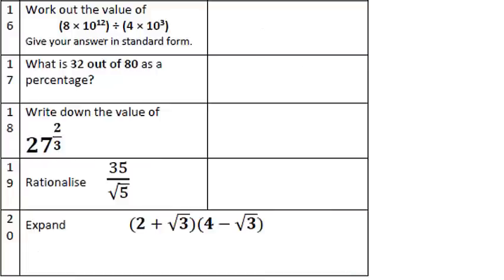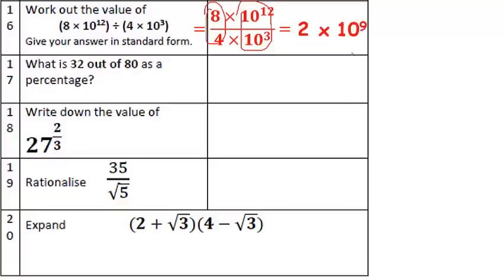Question 16. This question here is a division. When you're dividing numbers in standard form, the best thing to do is to actually write it as a division. This one, 8 times 10 to the 12, divided by 4 times 10 to the 3. So I'm going to write it like that. I'm going to do this division first. 8 divided by 4 is 2. And if I divide this section here, 10 to the 12 divided by 10 to the 3, 12 take away 3 is 9, so it's going to be 10 to the 9. That one is pretty straightforward.